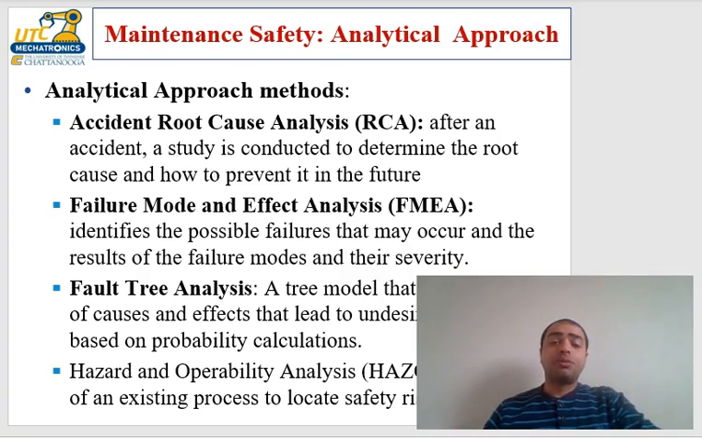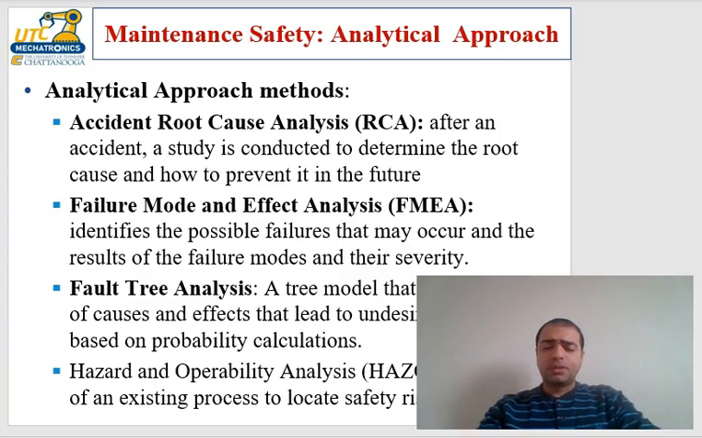Then there's another very important one, which is the FMEA, failure mode and effects analysis, and we're going to talk about it in a minute. It's also very popular and is used really everywhere. Basically, here you have to find something called the RPN, the risk priority number. It identifies the possible failures that may occur, the results of the failure modes, and their severity.